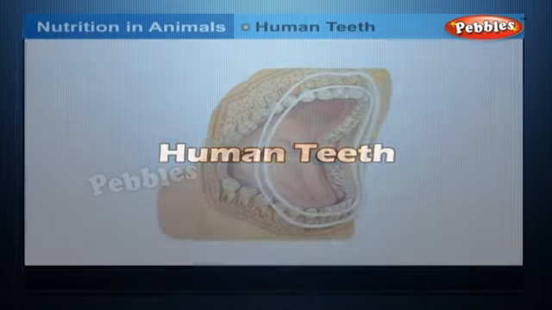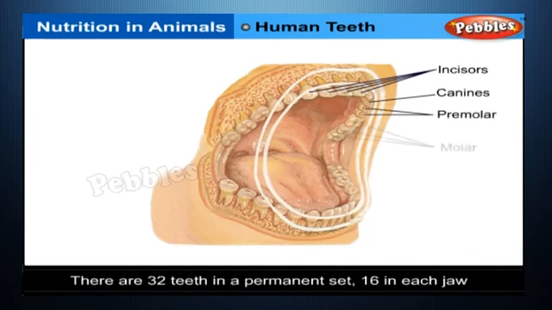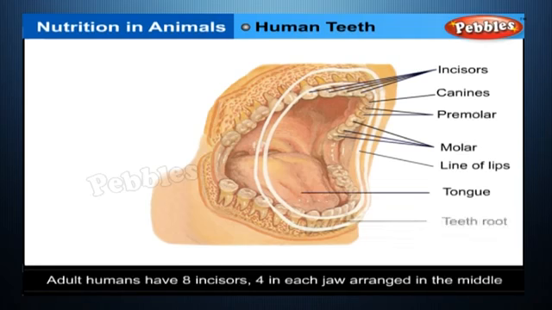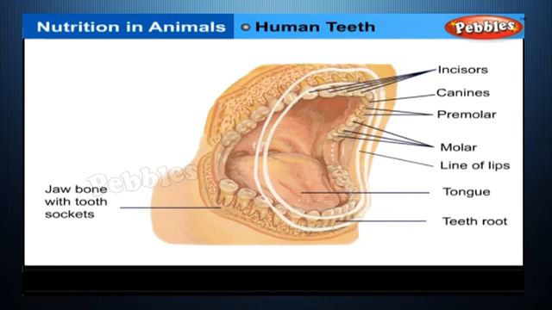Human teeth. The permanent set. There are 32 teeth in a permanent set, 16 in each jaw. Adult humans have 8 incisors, 4 in each jaw arranged in the middle. There are 4 canines, 2 in the upper and 2 in the lower. Behind the canines are the premolars, again 4 in each jaw, 2 on the left and 2 on the right.